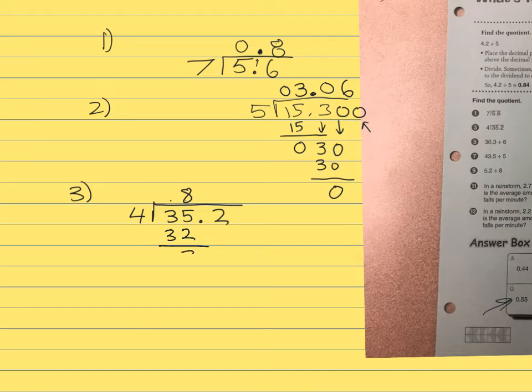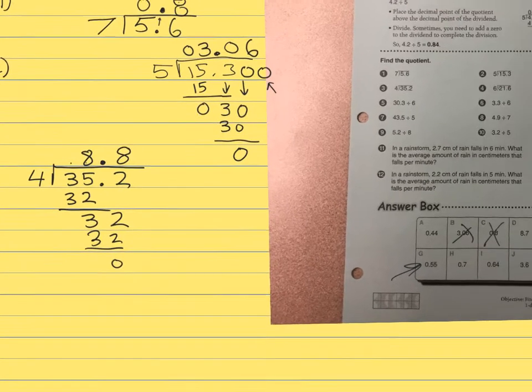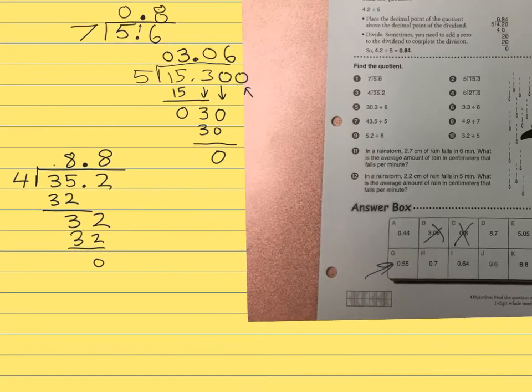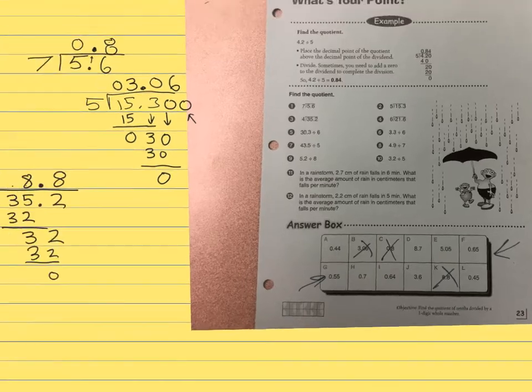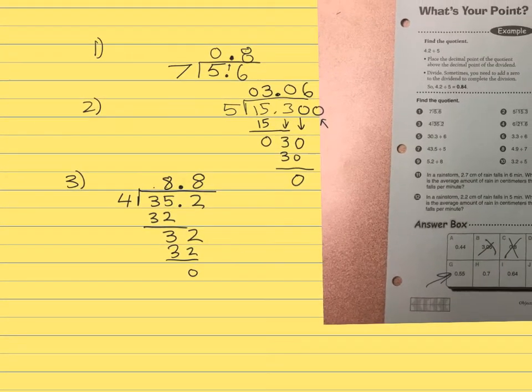5 minus 2 is 3. Does 4 go into 3? No. All right, so now I'm going to bring down my 2. Does 4 go into 32? Yes, it does. It goes into it 8 times. Bring my decimal up. 8 times 4 is 32. There's nothing left. We're done. Okay, do we have 8.8? 8.8. There it is.